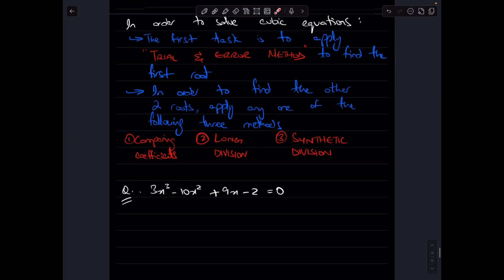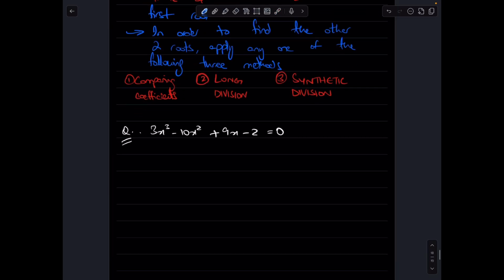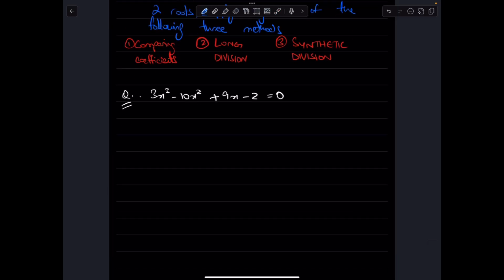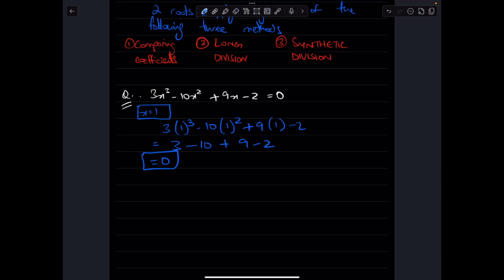So first of all, let's apply this. So let's start with substituting x is equal to 1. So we substitute 1 wherever x occurs, and the result turns out to be 0. And this indicates that x is equal to 1 is a solution.